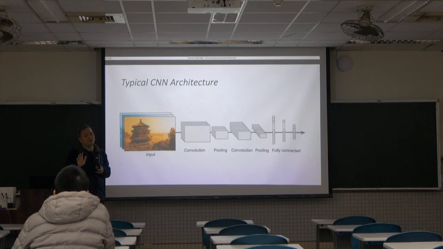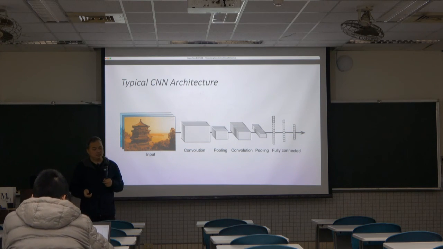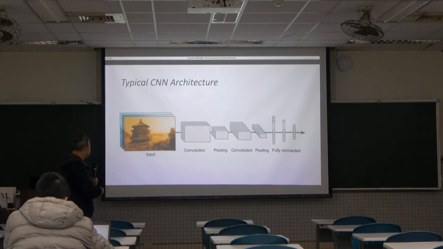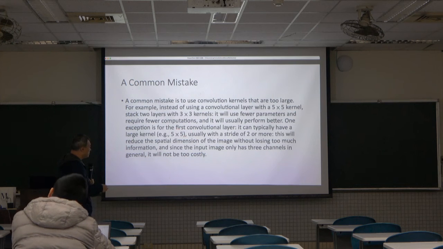That's the only place you can consider using large kernel size. The other places you should avoid doing that. You can typically have a large kernel size for the first convolutional layer. In the later example, you can even see not only 5 by 5 but also 7 by 7, as large as that.